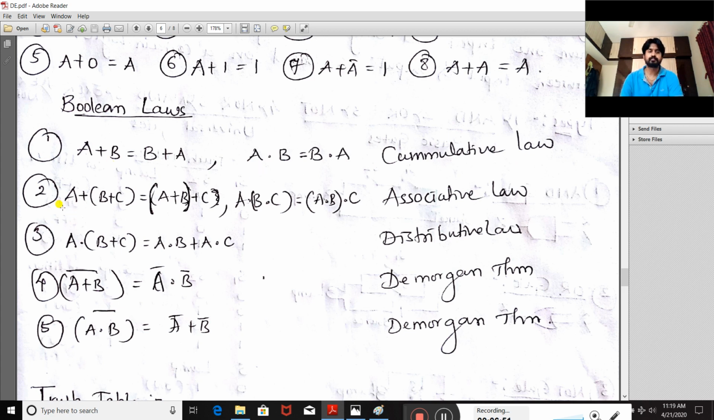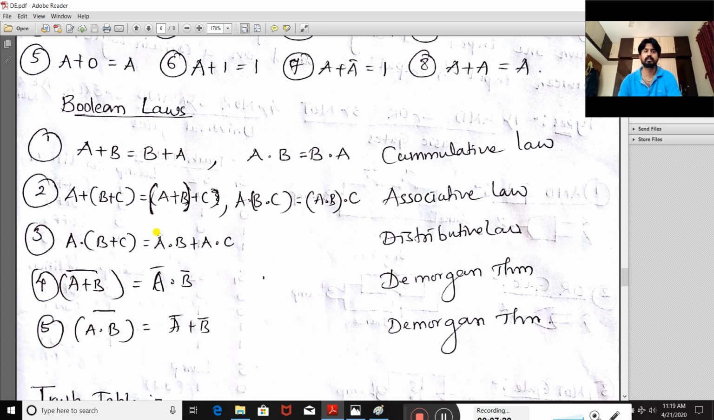Next one is A plus (B plus C) is equal to (A plus B) plus C. This is about addition. In the similar way, you can write it for multiplication also. A dot (B dot C) is equal to (A dot B) dot C. So he is talking about addition as well as multiplication.